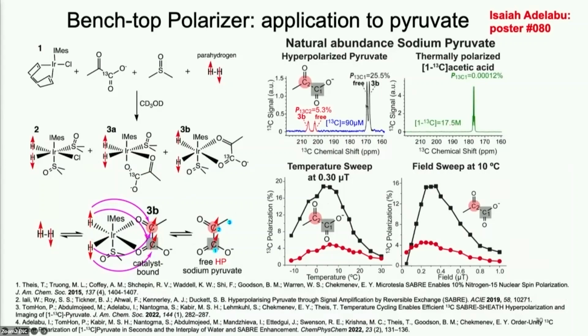So here's the C1 carbon, which is polarized to 25%. And again, the takeaway message here is we're doing it at natural abundance. So the concentration of C13 here is like 90 micromolar, which, for me, is quite ecstatic to be able to do it on a benchtop device.